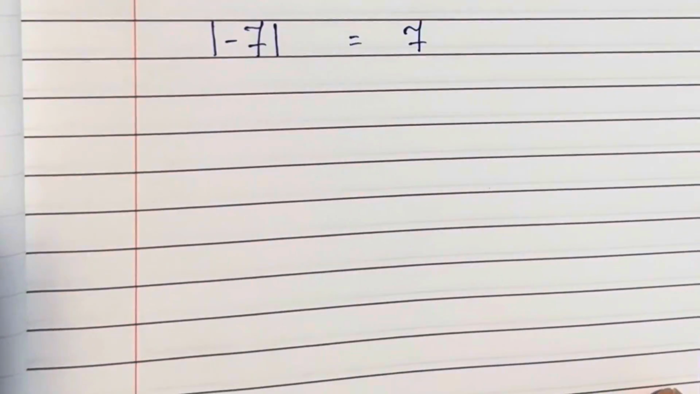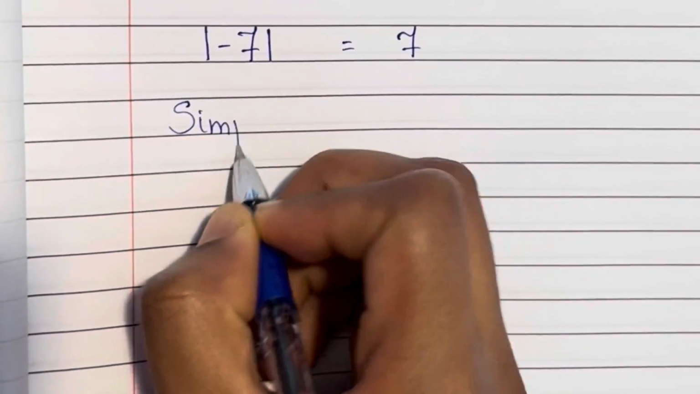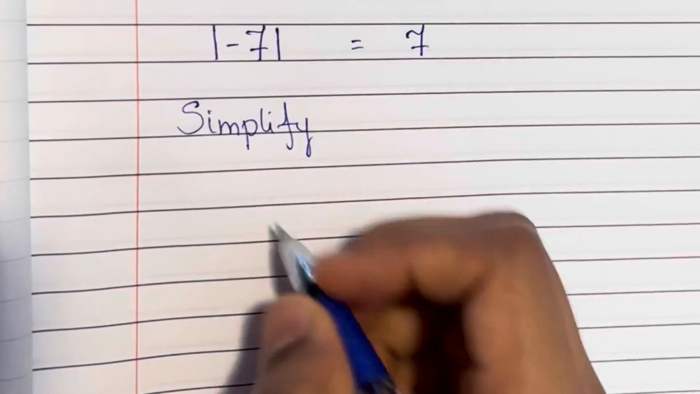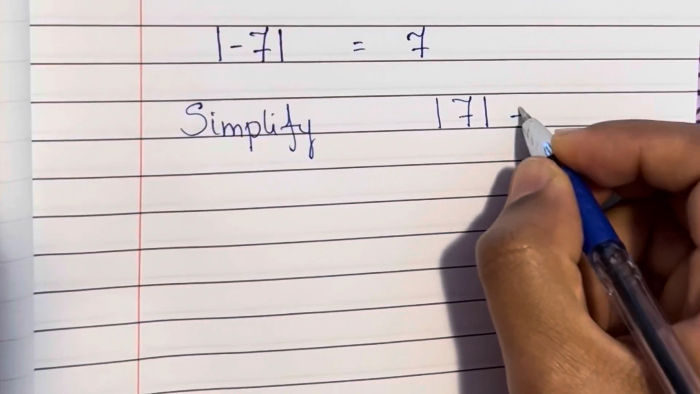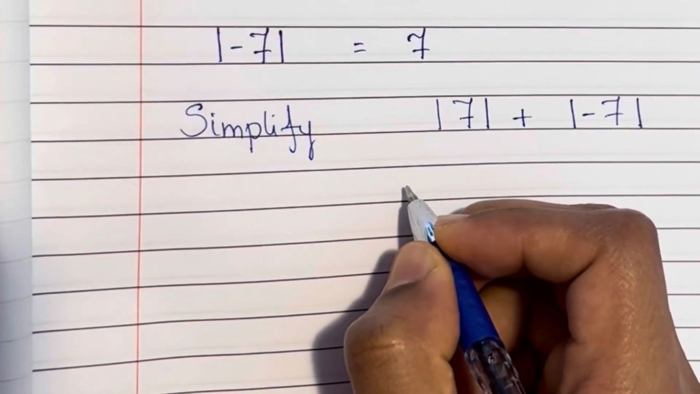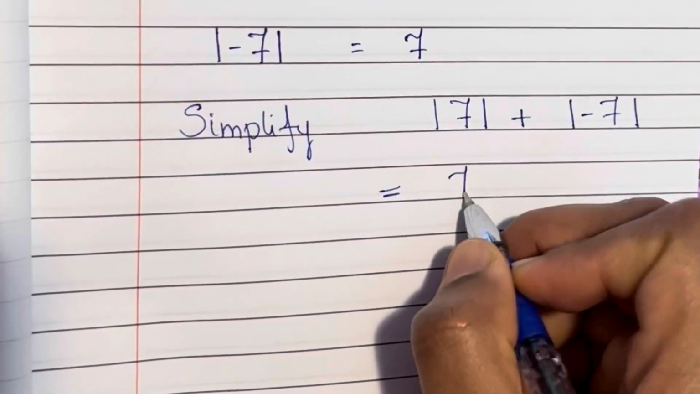Now let's do some examples. Okay, the question is to simplify. First question: simplify modulus of 7 plus modulus of minus 7. What would be the answer? We know the absolute value of 7 is 7 itself.